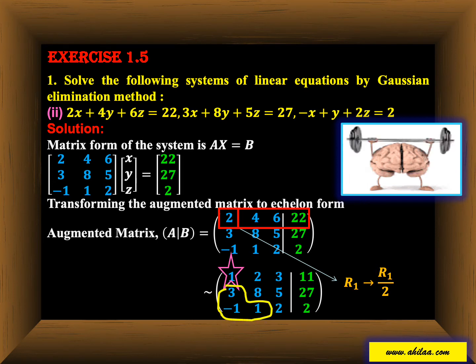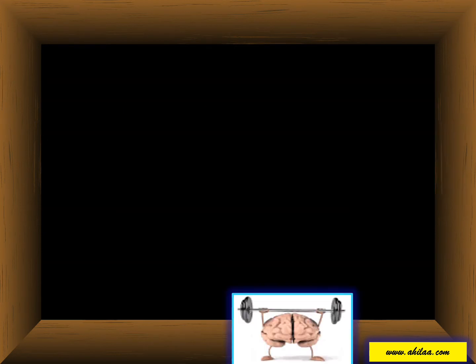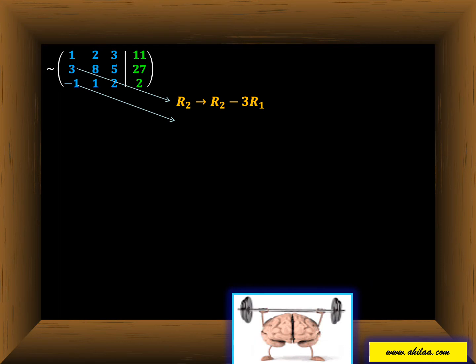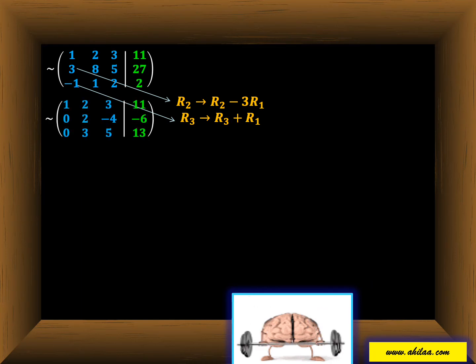Now A11 is 1. Next we need to make the other elements A21, A31 and A32 as 0. Now to make A21 element which is 3 here to be 0, using the first row as our pivot row, the operation R2 tends to R2 minus 3 R1. Similarly, to make A31 element which is minus 1 here to be 0, just add with the first row. So R3 tends to R3 plus R1. This is the equivalent matrix what we are getting.